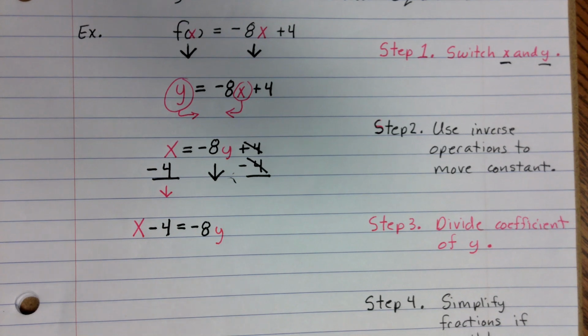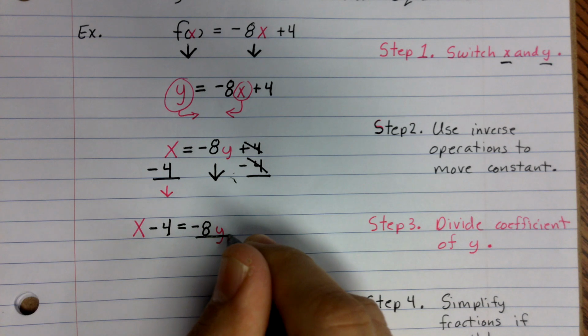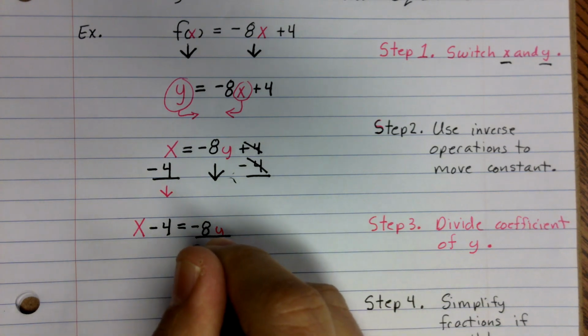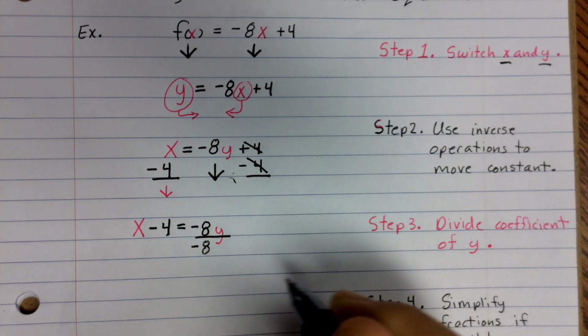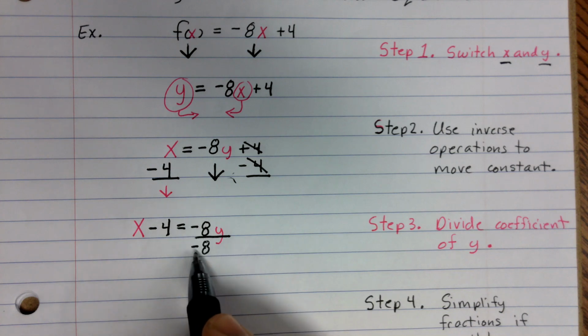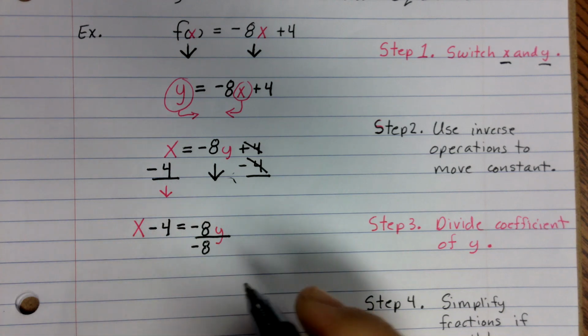Now the next step is we're going to divide by the coefficient of y, because that's how we isolate it, right? Right now negative 8 is being multiplied to y. So we want to do the inverse operation, which is to divide y by negative 8. So I'm going to draw a line to make it a fraction, right? That's just my division sign. So we're going to divide out negative 8. Now if we divide it on the right side, we also must divide it on the left side.